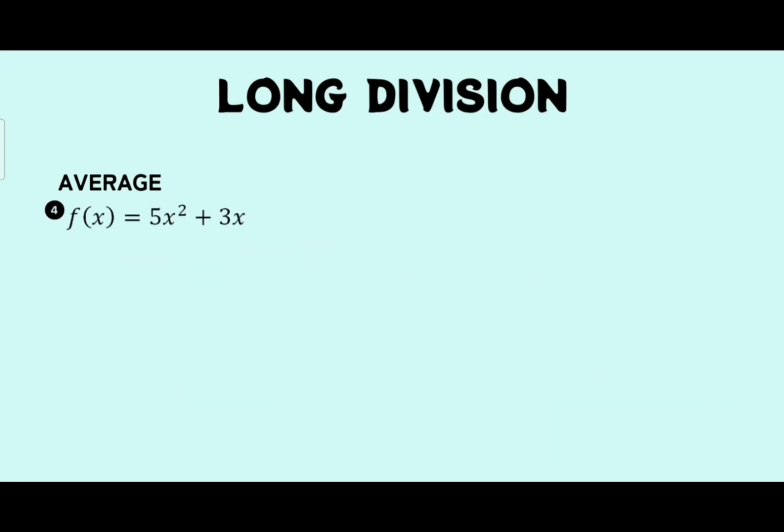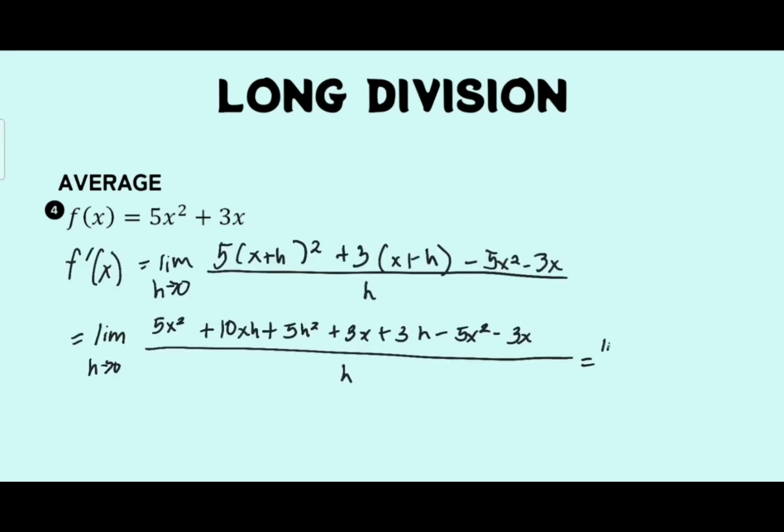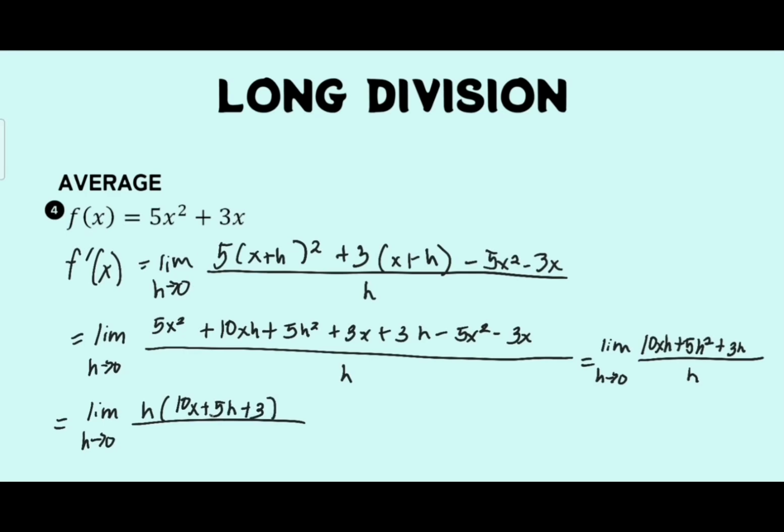Next up is f of x is equal to 5x squared plus 3x. Following the limit definition and expansion process, we end up with the limit as h approaches 0 of 10xh plus 5h squared plus 3h all divided by h. Factoring out h gives us h times 10x plus 5h plus 3 all divided by h. Canceling out the h, we have 10x plus 5h plus 3. As h approaches 0, we have the final answer of f prime of x is equal to 10x plus 3.